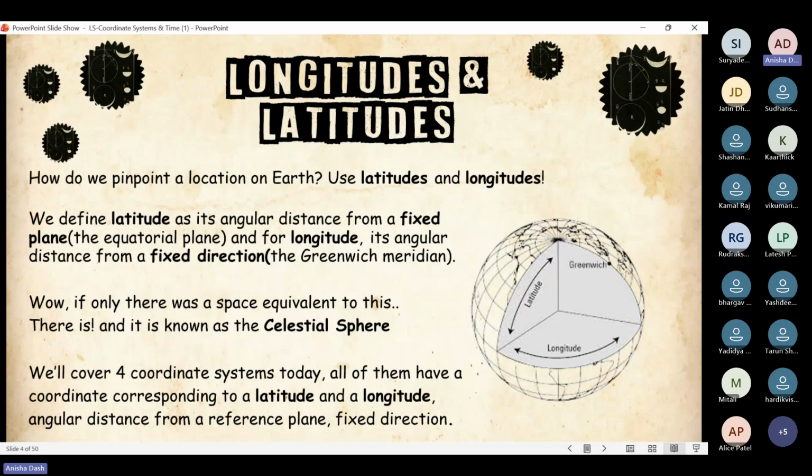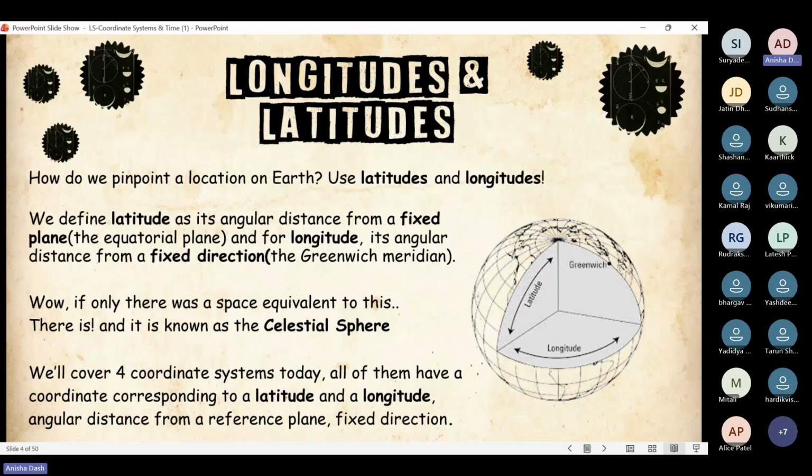All of the coordinate systems that we discuss today have a similar structure. One coordinate will be the angular distance of the celestial body from a reference plane, and the other coordinate will be the angular distance of the celestial body from a fixed direction. In the case of Earth, this is very convenient because Earth is a sphere and all locations lie on the surface of the sphere. The universe isn't a sphere. So how do we define something like this for space?